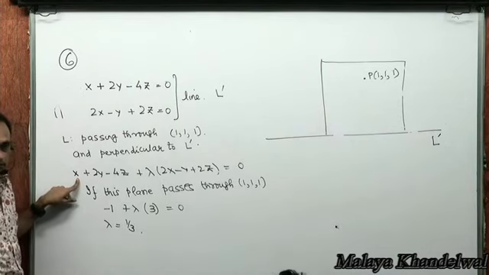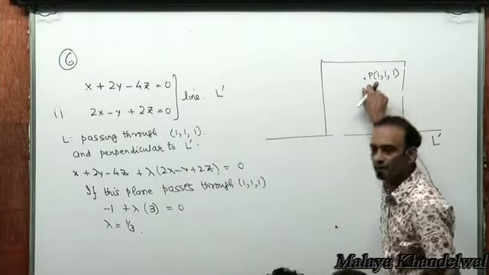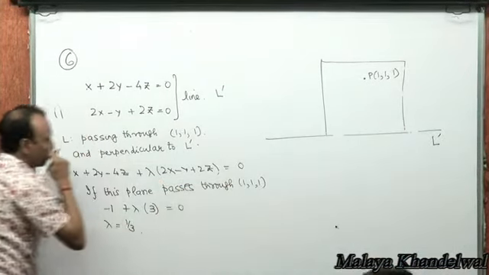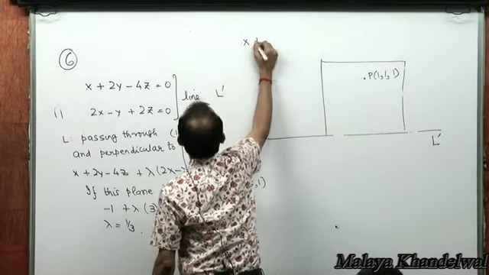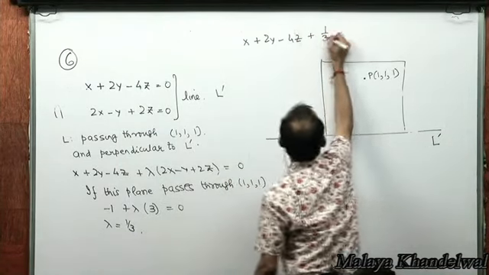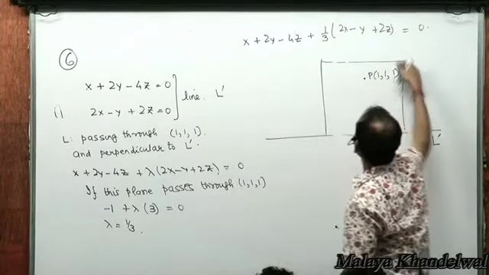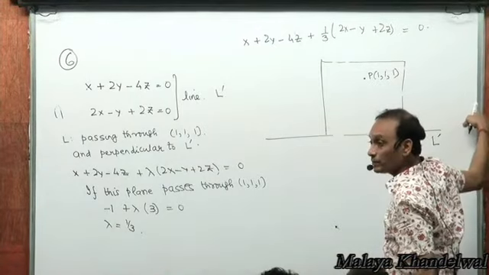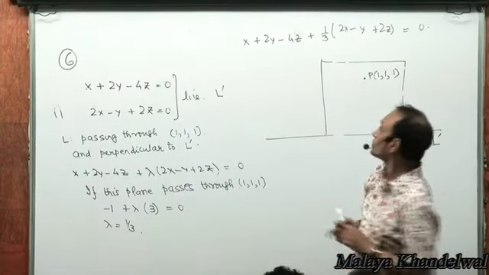So this plane will be a plane containing the line L prime, passing through L prime and the point 1, 1, 1 for lambda equal to 1 third. So let me plug in lambda equal to 1 third and see what happens. So this is x plus 2y minus 4z plus 1 third into 2x minus y plus 2z equal to 0, a plane passing through 1, 1, 1 and containing the line L prime. What is L prime? The line L prime is represented by this combination, the intersection of these two planes. Yes or no? Let's see what it turns out to be.